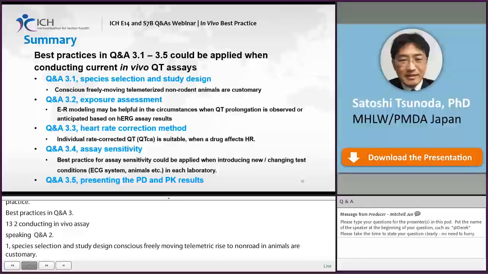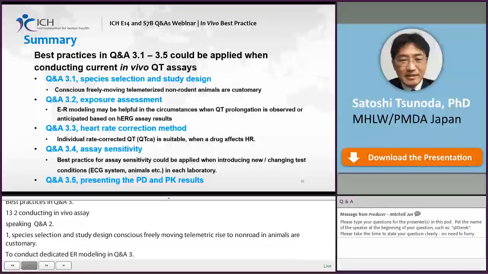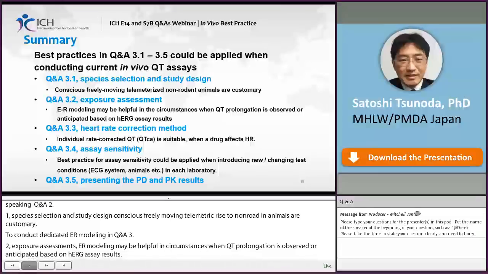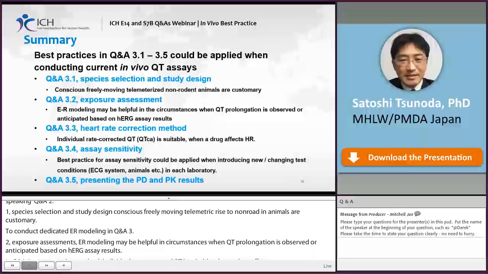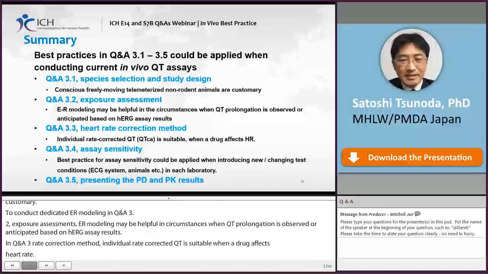In Q&A 3.2, exposure assessment, ER modeling may be helpful in circumstances when QT prolongation is observed or anticipated based on hERG assay result. In Q&A 3.3, heart rate collection method, individual rate corrected QTc is suitable when drug affects heart rate. In Q&A 3.4, assay sensitivity, best practice for assay sensitivity could be applied when introducing new or changing test conditions in each laboratory.